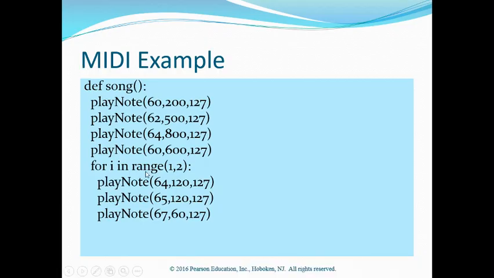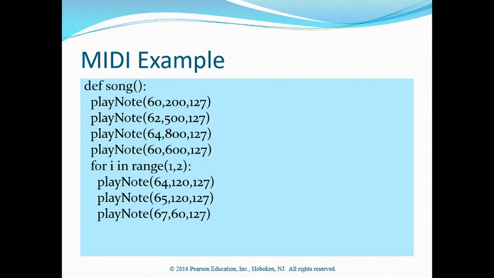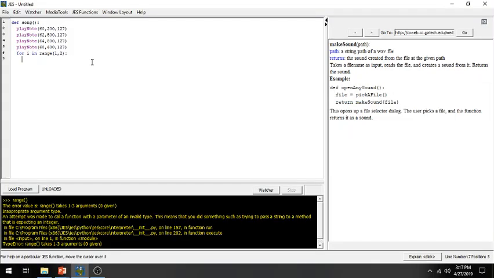And then we have for I in range 1 to 2. And then we say playNote 120, 64, 65, 67. So 1, 2, 3, 64, 65, 67. And then we have 120, 120, 60. 120, 120, and then 60.